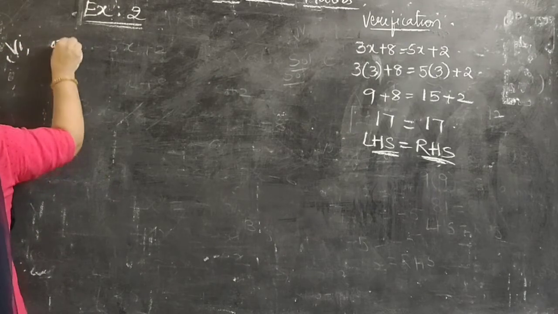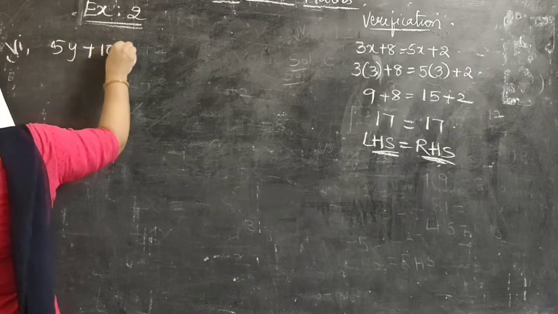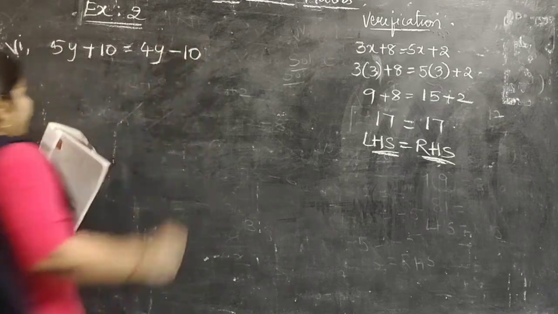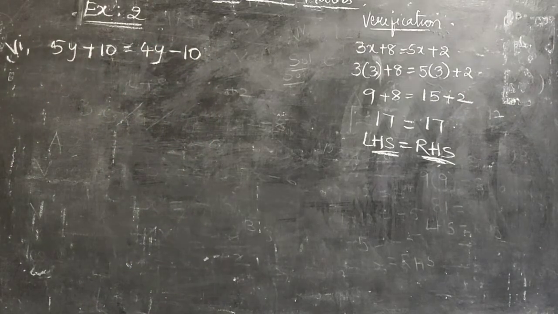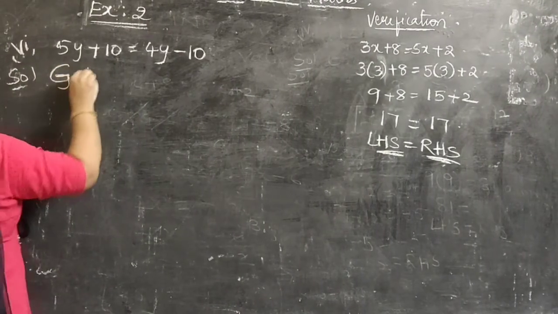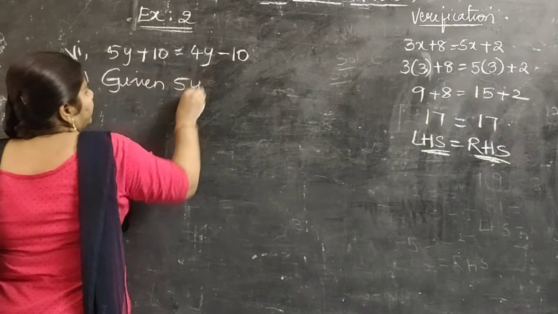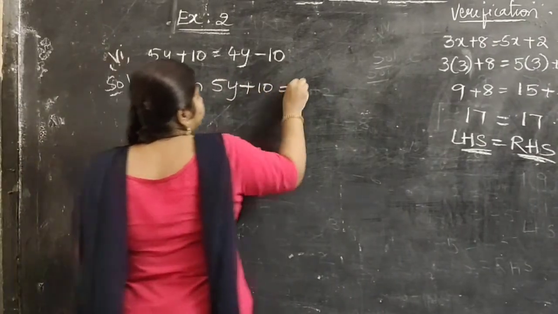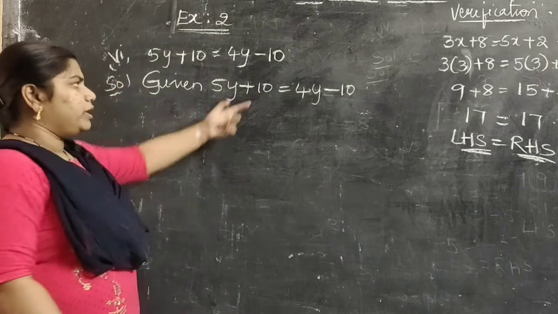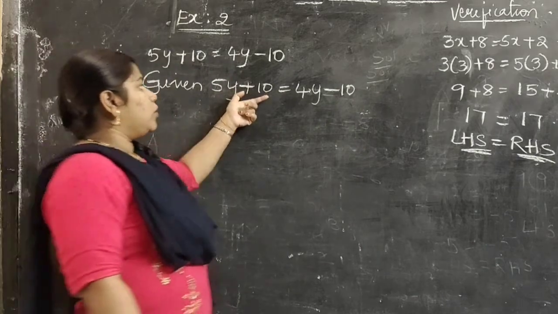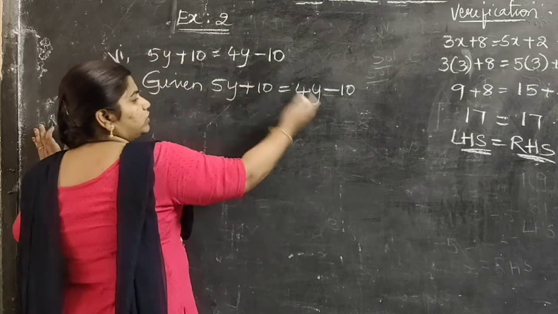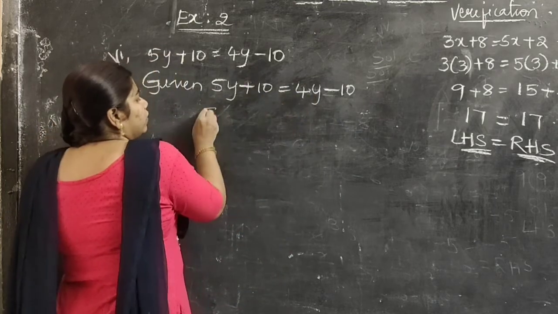Sixth one, 5y plus 10 is equal to 4y minus 10. So we have to find the y value. Given 5y plus 10 is equal to 4y minus 10. First I want to eliminate this plus 10. So what is the opposite value for plus 10? That will be minus 10, and on both sides you add minus 10 now.